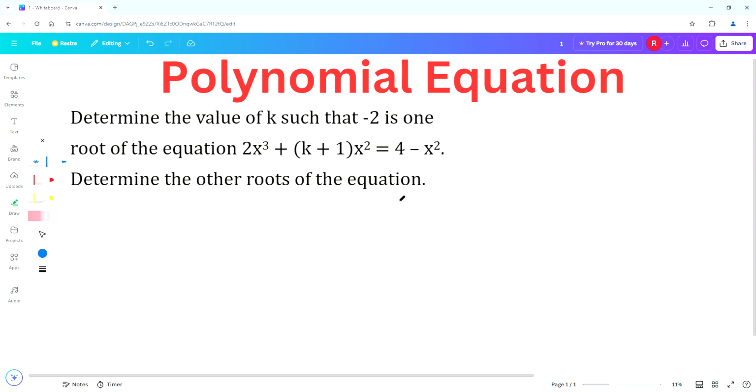Let's start with the first part. We have to find the value of k in this equation. The first step is to set this equation equal to 0. We do that by moving the negative x squared and the 4 term to the left side of this equation. So I get negative x squared changes to positive x squared and 4 changes to negative 4.